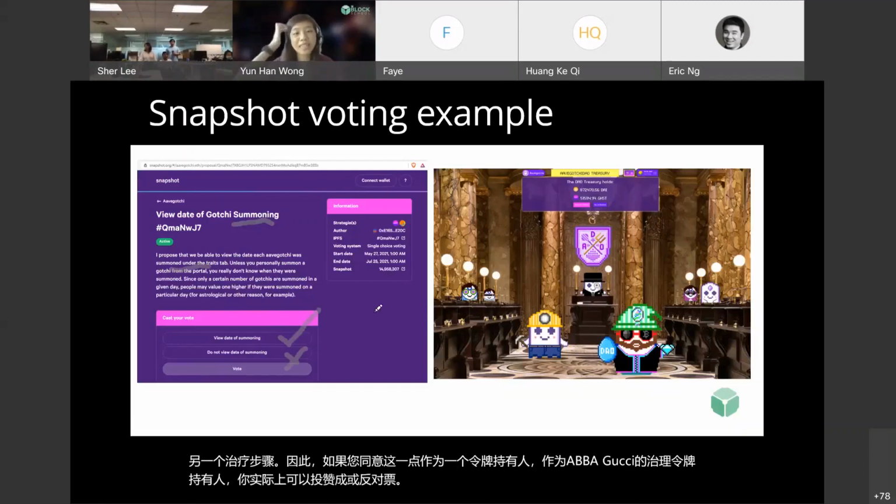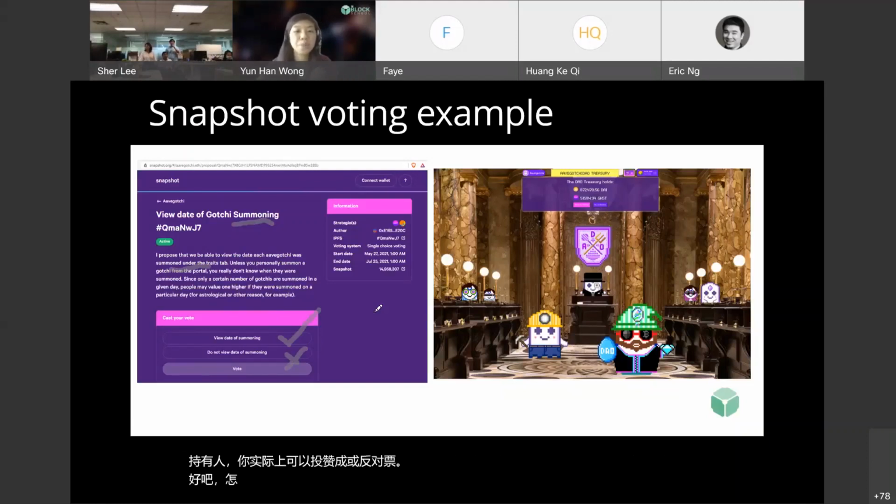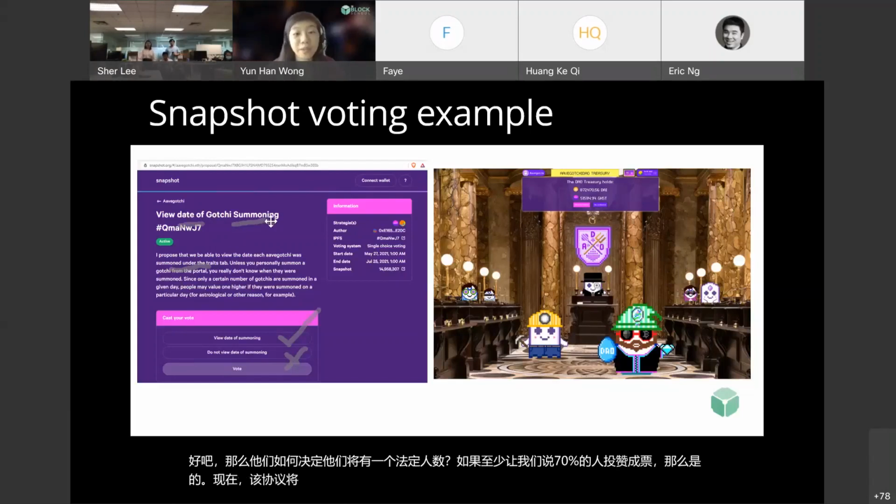So how do they decide? They will have a quorum. If at least, let's say, 70% vote yes, then yes, now the protocol will work towards having a date for the summoning of the Gotchi. So this is how voting works.